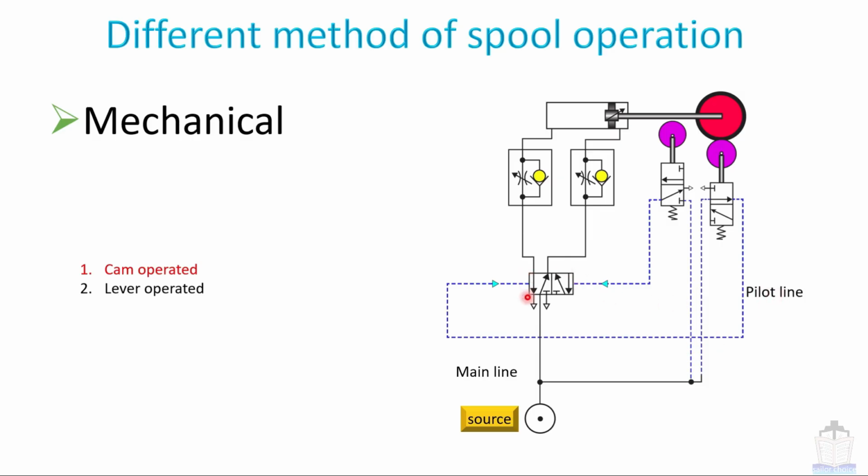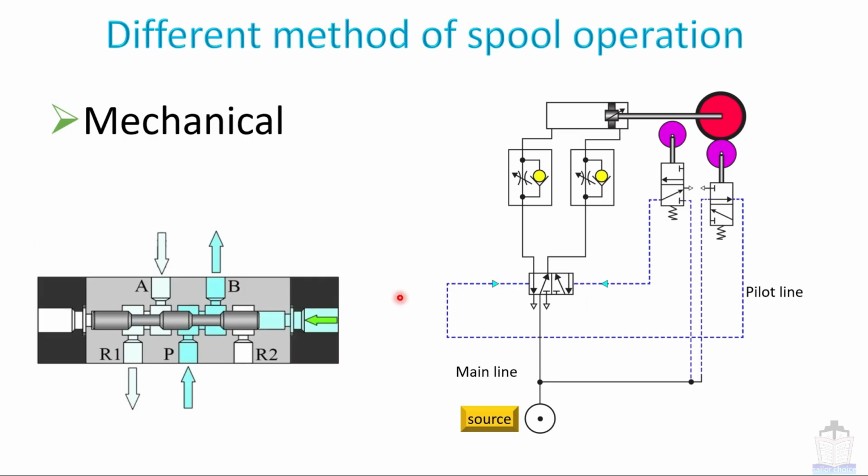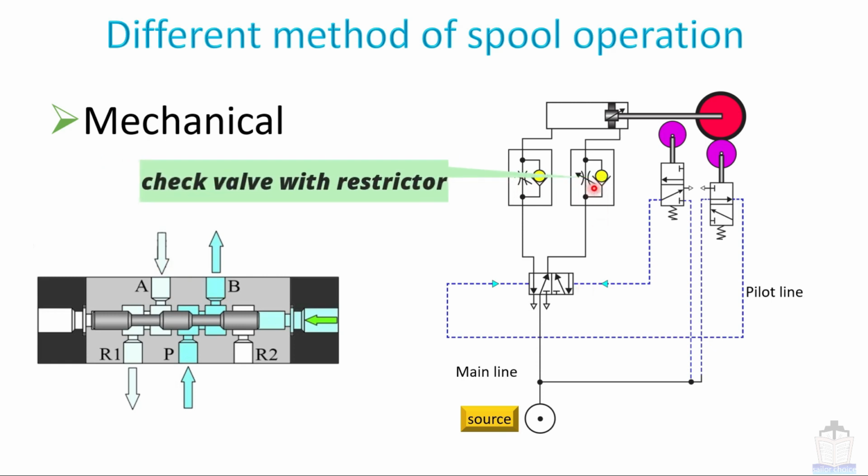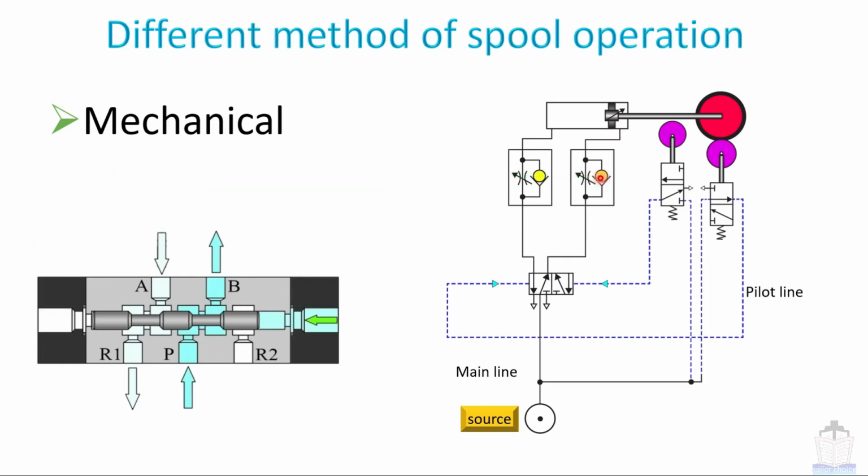Okay, this is the 5/2A valve, about which I have just explained. Pilot air comes from here or from here, and then it operates the spool and the direction of flow of air changes. Okay, these two valves are called check valves with restrictors. This is called the restrictor and this is called the check valve.